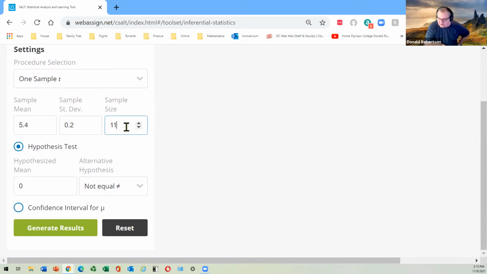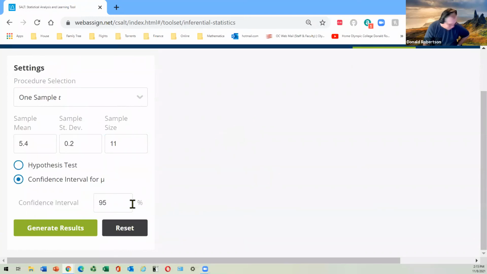This one is a much better menu than the other one, right? Because we pretty much got everything that we want here. Now I want to generate a confidence interval. What confidence interval would you like? 95? Right. Let's do 95.